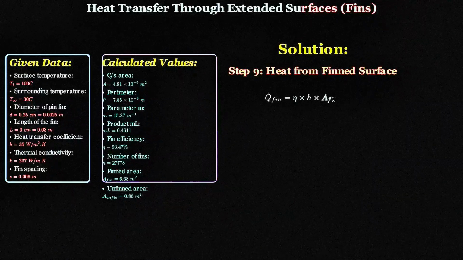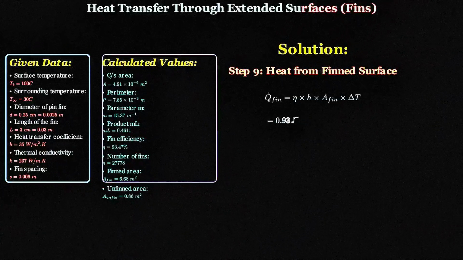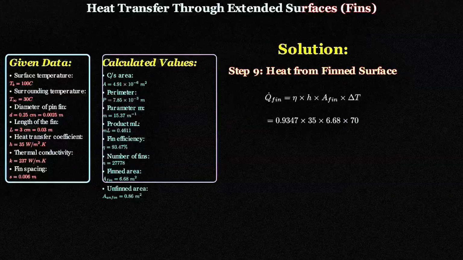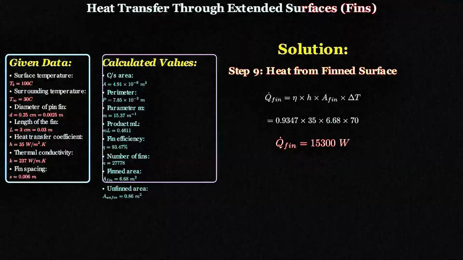Step 9. Calculate the heat transfer from the finned surface. The heat transfer rate from fins equals the fin efficiency times h times the finned area times the temperature difference. Q dot fin equals 0.9347 times 35 times 6.68 times 70. Here, the temperature difference is 100 minus 30, which equals 70 degrees. This gives us Q dot fin equals 15,300 watts.